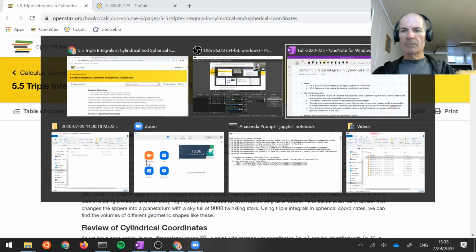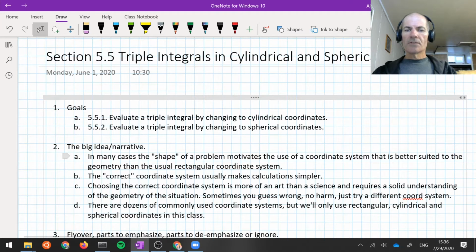Let me go back to my notes here. So the big idea here, why are we even bothering to do integrals in different coordinate systems? It's because sometimes the shape of a problem motivates one particular coordinate system over another. And you might say, what do you mean? Why would the coordinate system matter? And it turns out that if you choose the right coordinate system, usually it's going to make the calculations easier.